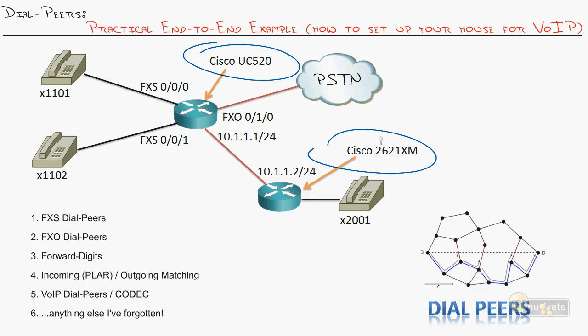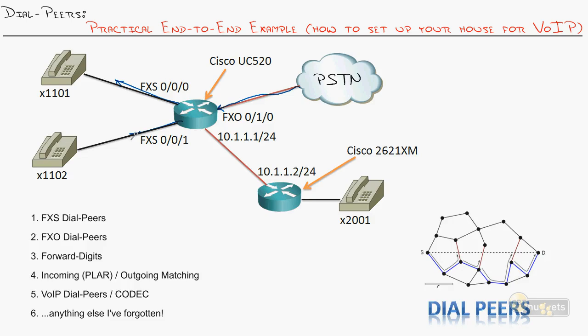So I'm using the Cisco UC520. I've taken my home phone line and disconnected it and plugged it into the FXO port. Now that is a single analog connection out to the PSTN. And I've got a couple devices plugged into the FXS ports. Now these are our analog phones. I'm going to assign them extensions.